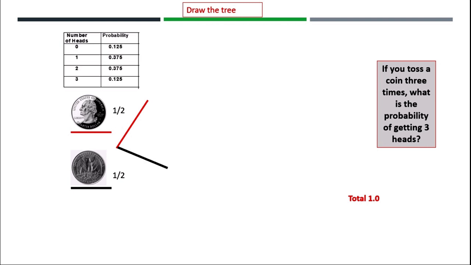Now, let's toss the coin the second time. We will draw the branches again, red as head and black as tail. The probability of a head or a tail is half, 1/2. We put the probability beside the branches. Next, we draw the tree branches for the third time tossing the coin, one by one, and put the corresponding probability beside each branch.